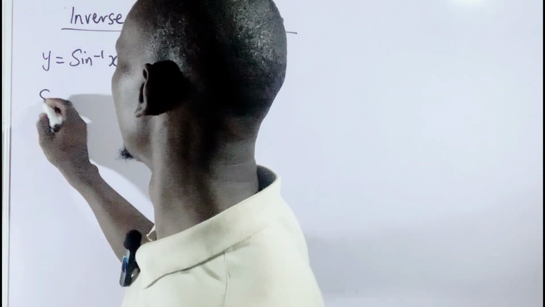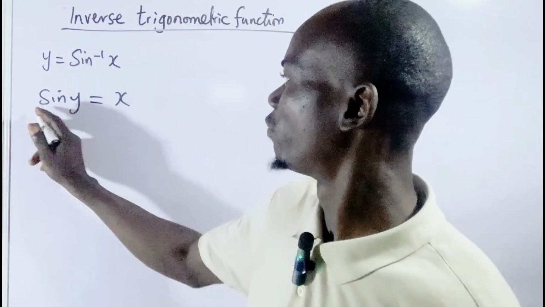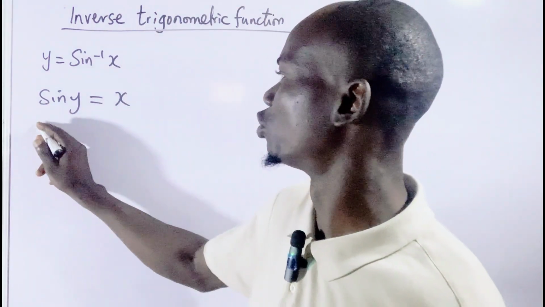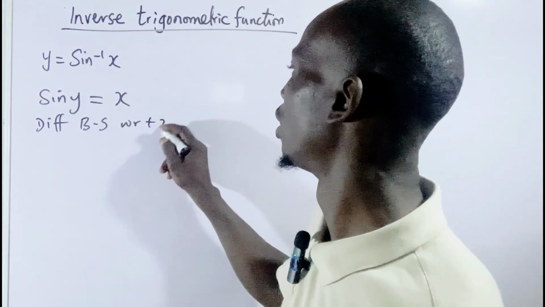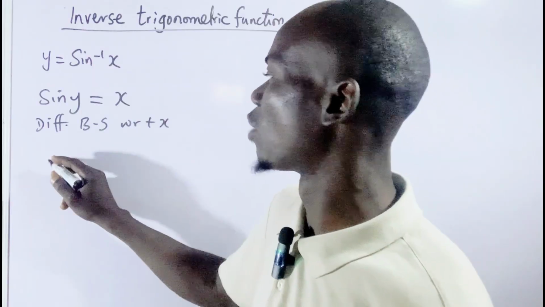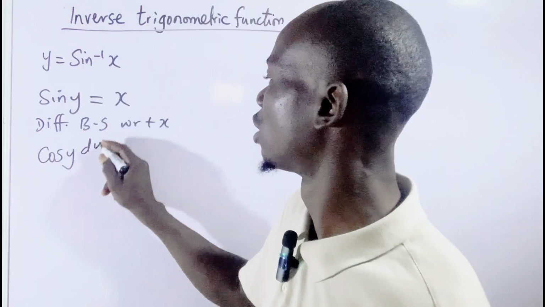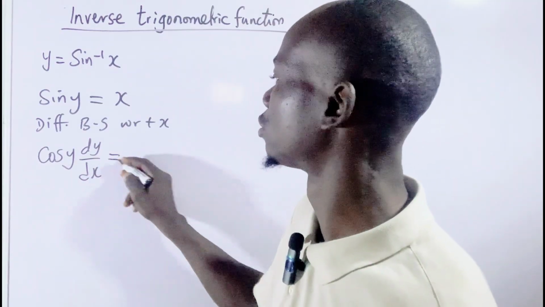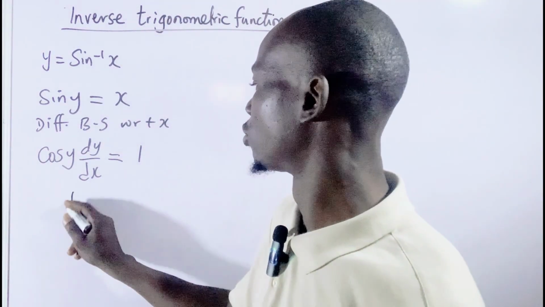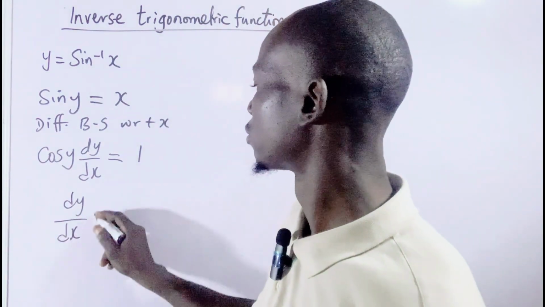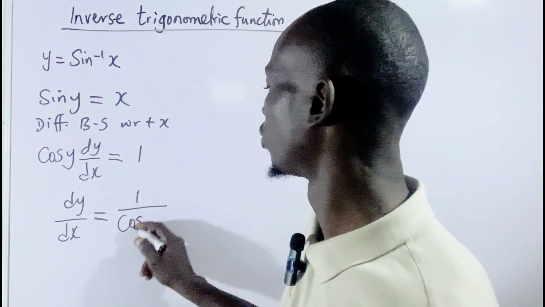So if I reverse it here, I'm going to have sine y equals x. Then I can differentiate both sides with respect to x. Differentiate sine y. From our table, sine gives us cos, so I have cos y. Since it's with respect to x, I will attach dy/dx. If I differentiate x, I have 1. Make dy/dx the subject of the formula. That means cos y we have to divide, so I have 1 over cos y.